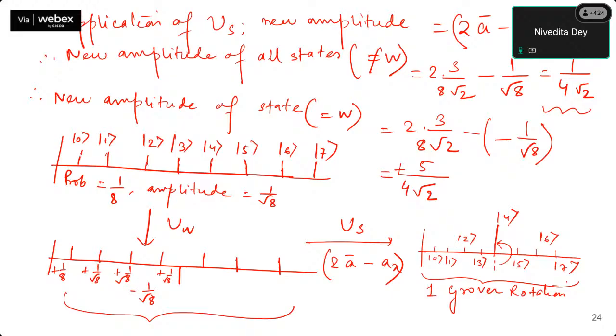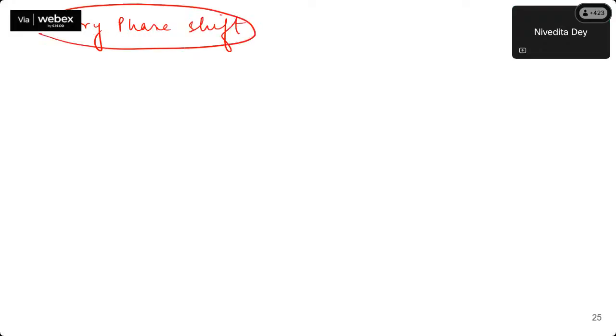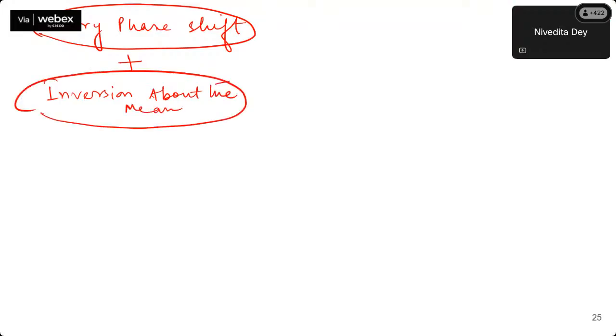So this entire process is known as inversion about the mean. And with this technique, phase shift or unitary phase shift plus the inversion about the mean, these two concepts together formulated the best paradigm, not the algorithm, for a lot of quantum algorithms, not only Grover.